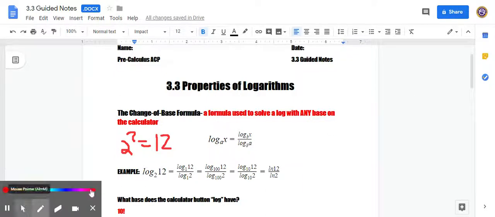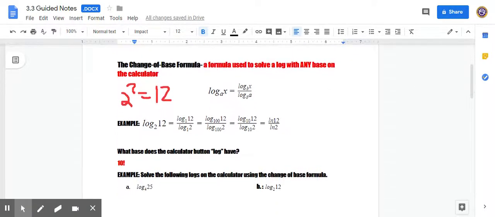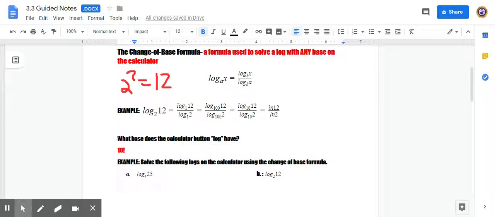Moving along here, what base does the calculator button log have? It has a base of 10. Therefore, this equation would be the one that we want to use. This one is most useful, or this one. Those are the two that we could plug into our calculator. But the change of base formula says you can use any base that you want to calculate.